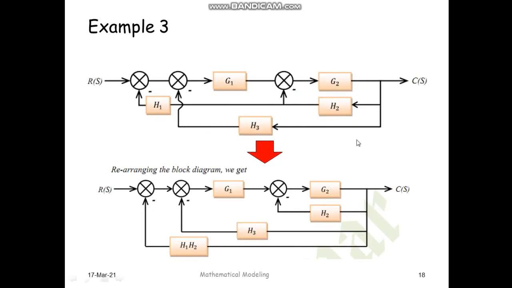So here you can see that there is one single input, two summing points, G1, then again summing point G2, and then output. If you see the feedback line, one branch of output C(s) is taken out, which is connected to block H2, and then it is connected to one summing point over here. Again the same output is taken, or that has been extended, which is connected to H1 and then to the summing point number 1, and then the same output is taken, which is connected to H3, and then further it is connected to summing point number 2.